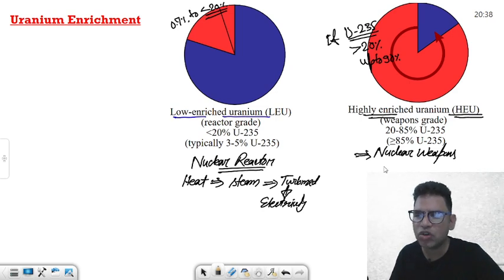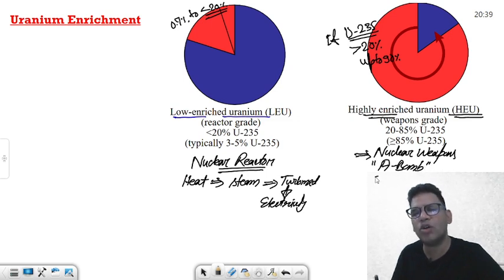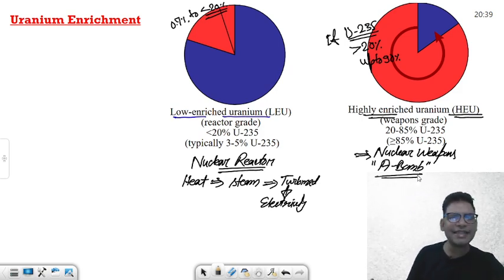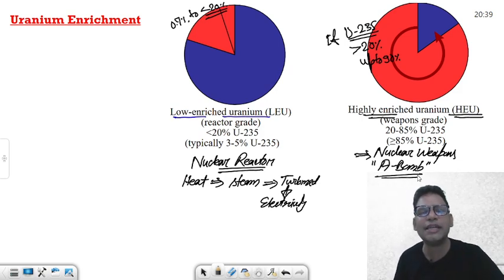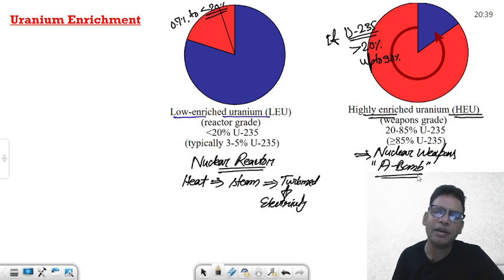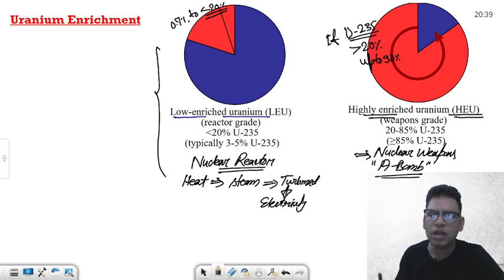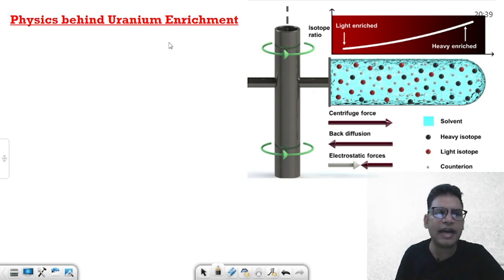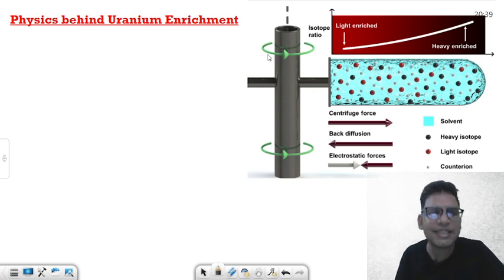And for these nuclear weapons, for that matter a bomb, you might have watched a movie like Oppenheimer, where you will find out how a bomb is made. It is based on the concept of splitting a heavy element into smaller ones. So what is the physics behind it? Essentially, in this video, our goal is to understand the physics behind uranium enrichment. This physics is very simple actually.